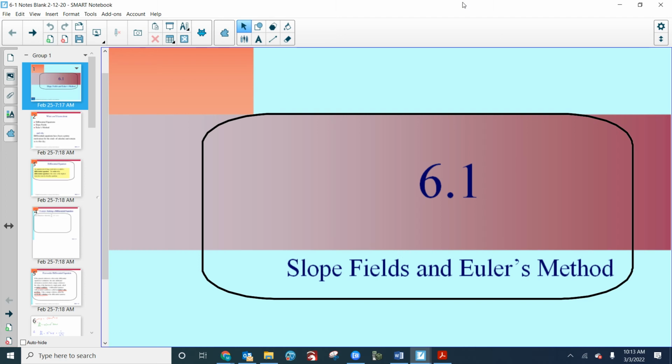All right. We got slope fields today. No Euler's method if you are taking the BC test. Who's taking the BC test? Anyone? Anyone sign up for the BC test on purpose? All right. So we're not going to worry about Euler's method.